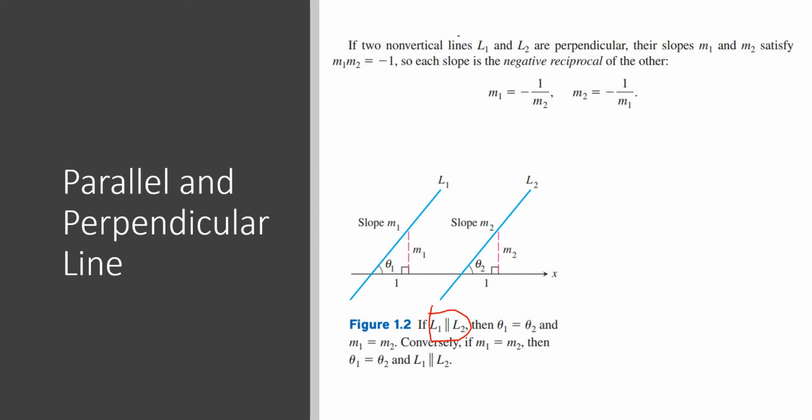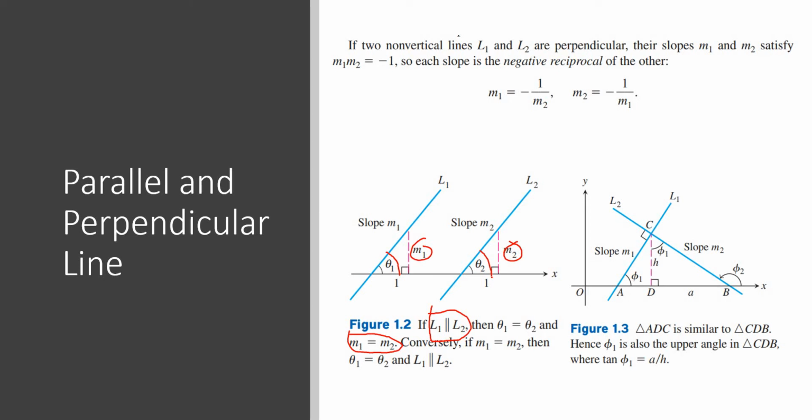And again, it means that the slopes M1 and M2 are equal. So this slope right here is equal, and this slope right here is also equal. What this also means is that the angle formed between each line and the x-axis is going to be the same if the lines are parallel.